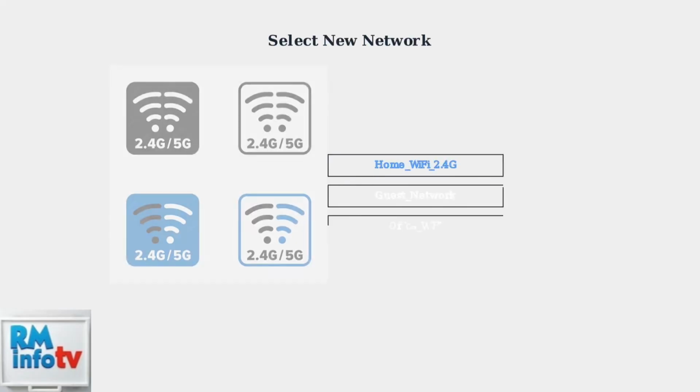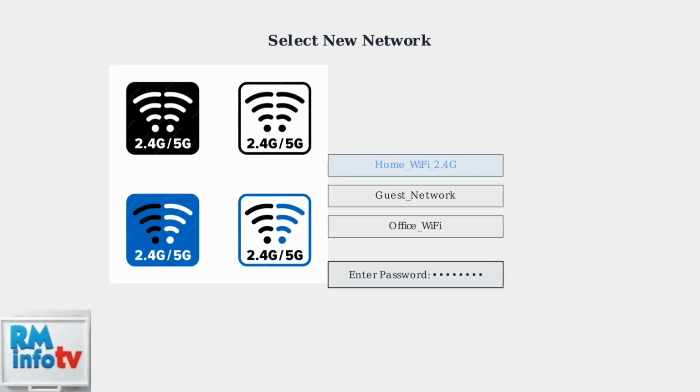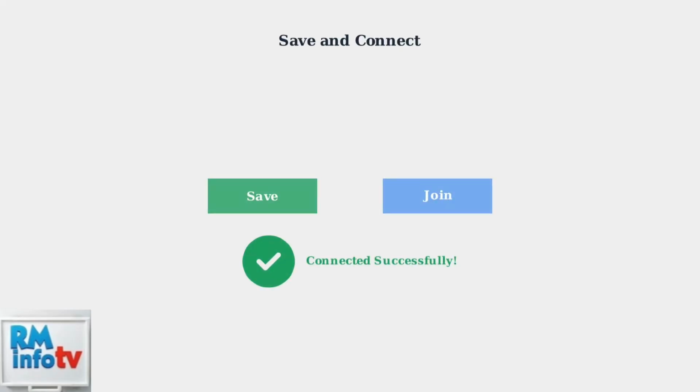Choose your new 2.4 GHz Wi-Fi network from the available list and enter the password. Most Aura frames require a 2.4 GHz network for optimal performance. Finally, tap Save or Join to connect your Aura frame to the new Wi-Fi network. The frame will establish the connection and you'll be ready to continue using it.